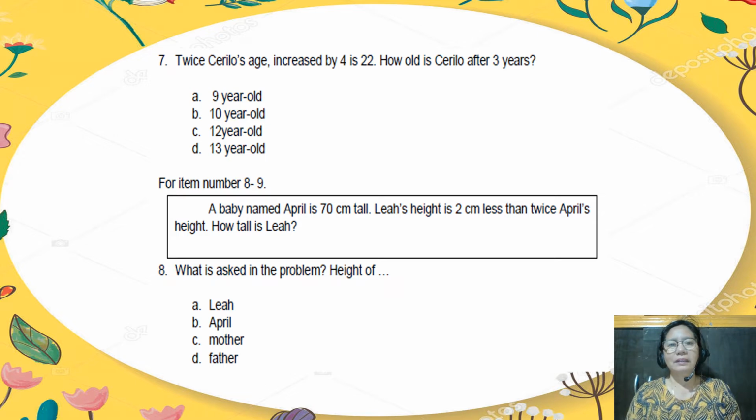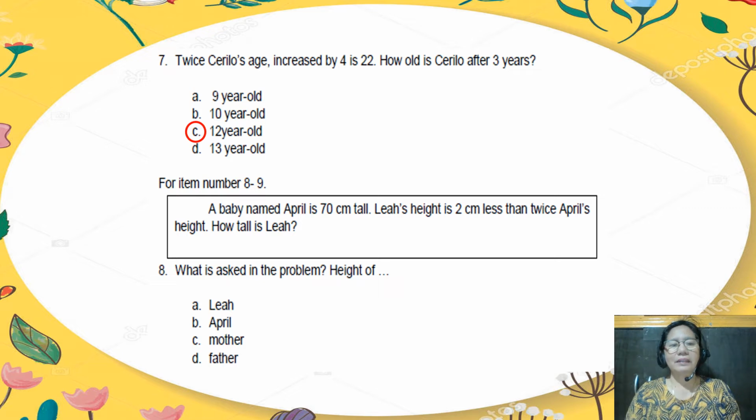Then, how old is Cirillo after 3 years? 9 plus 3, so the answer is 12 years old. A baby named April is 70 centimeters tall. Leia's height is 2 centimeters less than twice April's height. How tall is Leia?